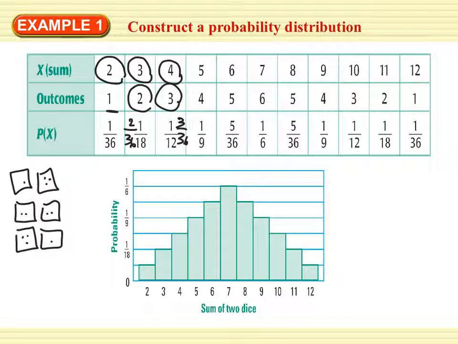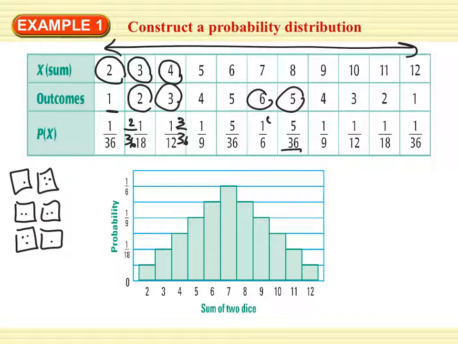Okay, I can do this all the way between 2 and 12, different ways to make the sum of the numbers. We always get, this one, 5 over 36. This is 6 over 36. It's just a reduced fraction.